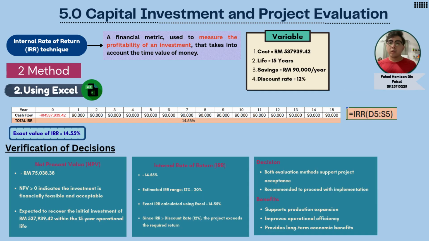For the second method, we use Excel's IRR function across our 15-year cash flow timeline. This provided an exact IRR of 14.55%. Looking at our final verification of decisions, both financial metrics strongly align. Our NPV is positive, meaning we are on track to fully recover our investment within the 15-year life cycle. Simultaneously, our IRR of 14.55% safely exceeds our 12% rate. Therefore, from a financial standpoint, the project is recommended for acceptance as it directly supports production efficiency and long-term economic benefits.